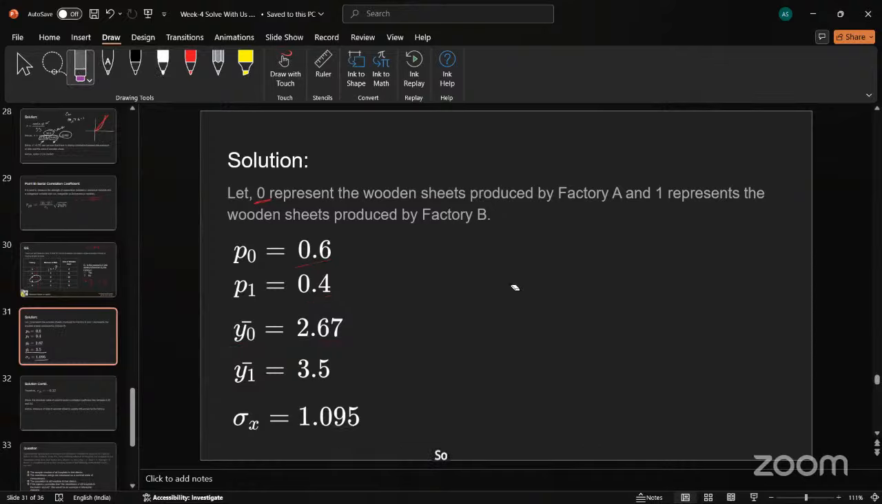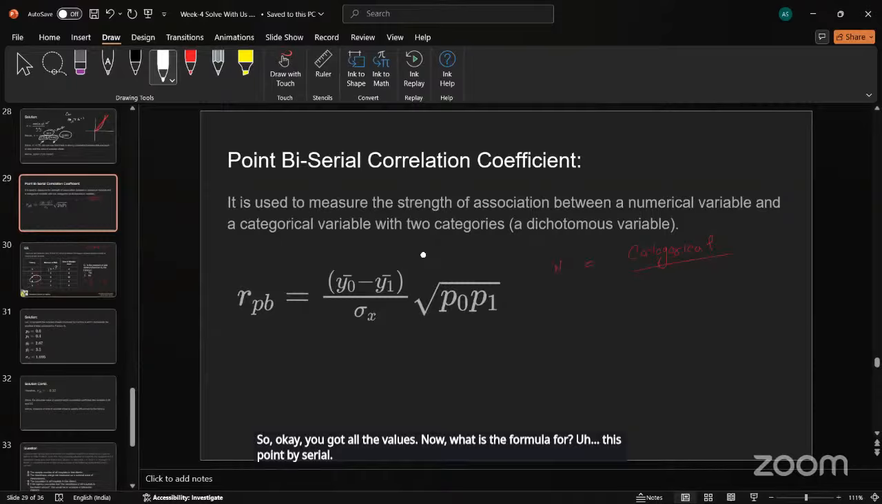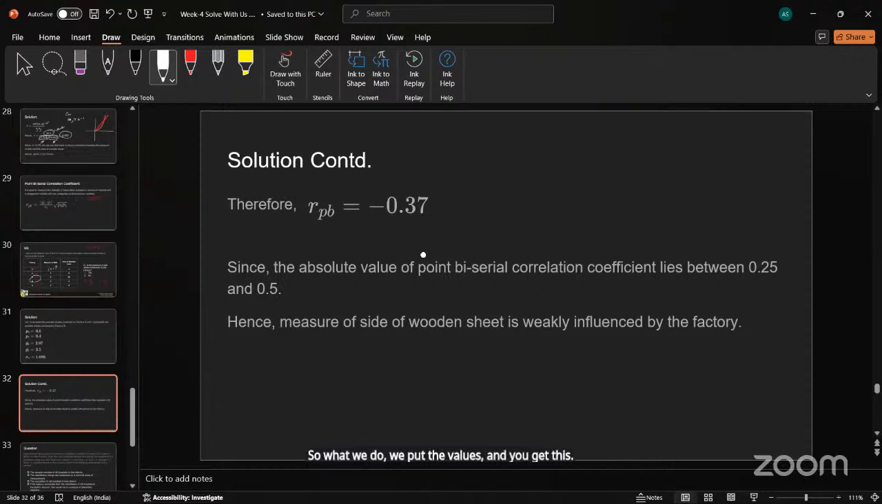So okay, you got all the values. Now, what is the formula for the point biserial? That is y0 minus y1 divided by the standard deviation, into under root of p0 and p1. So we put the values and you get this.